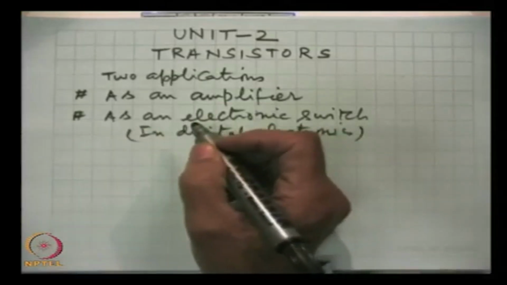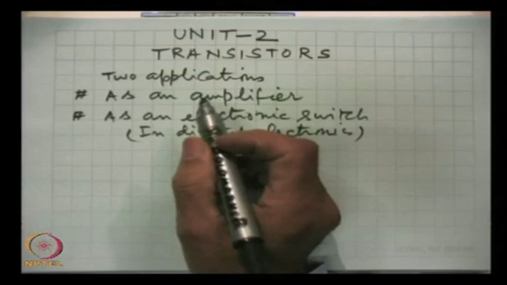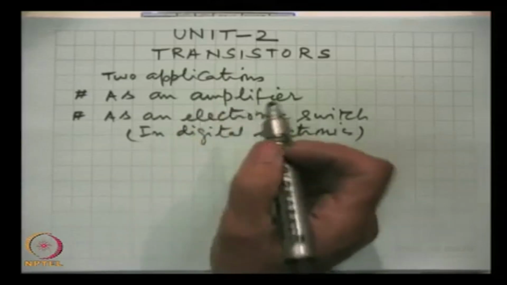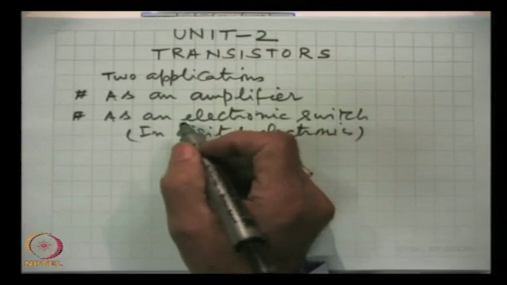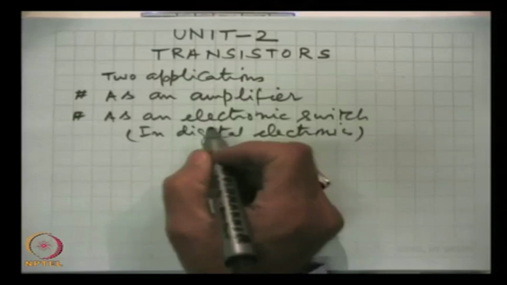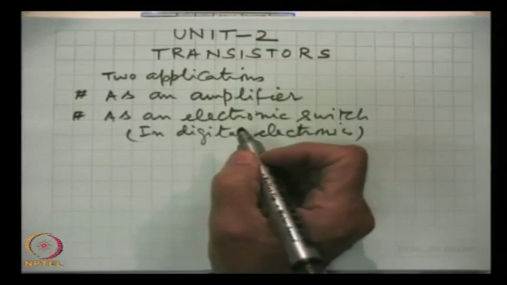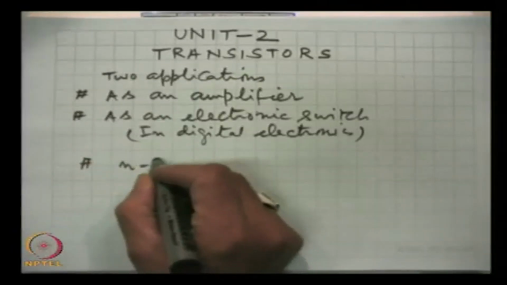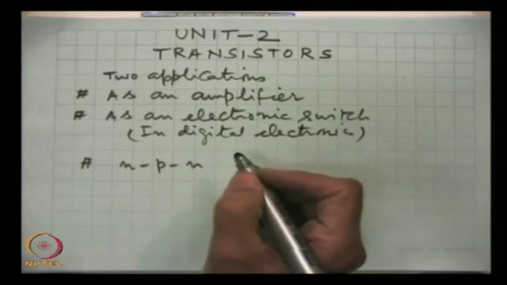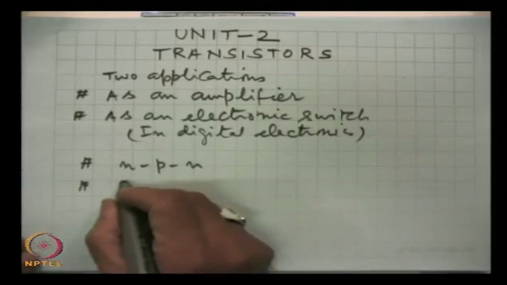Basically, we will be concerned with the use of transistors as an amplifier, and of course, we will specify the conditions under which it can act as a switch as well, but we will not go into the details of the switching behavior of transistors. Now, transistors are of two types. One is the NPN transistor and the other is the PNP transistor.